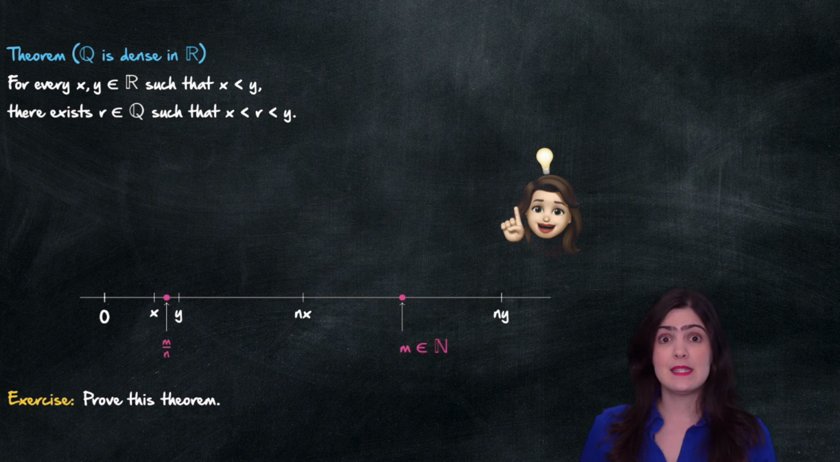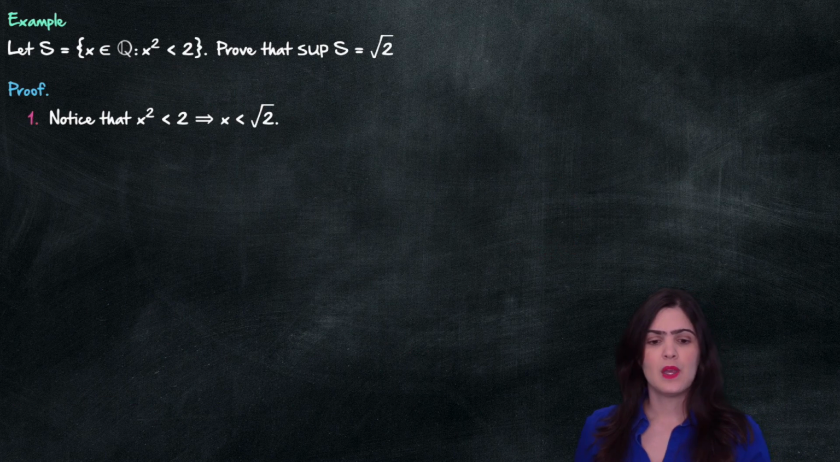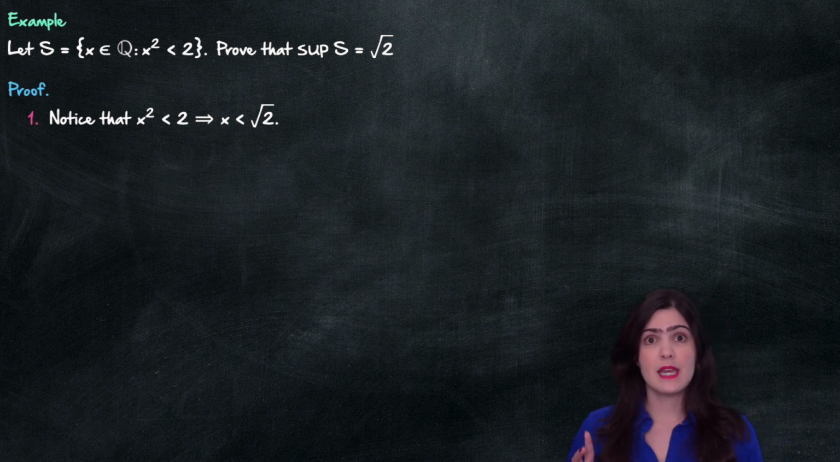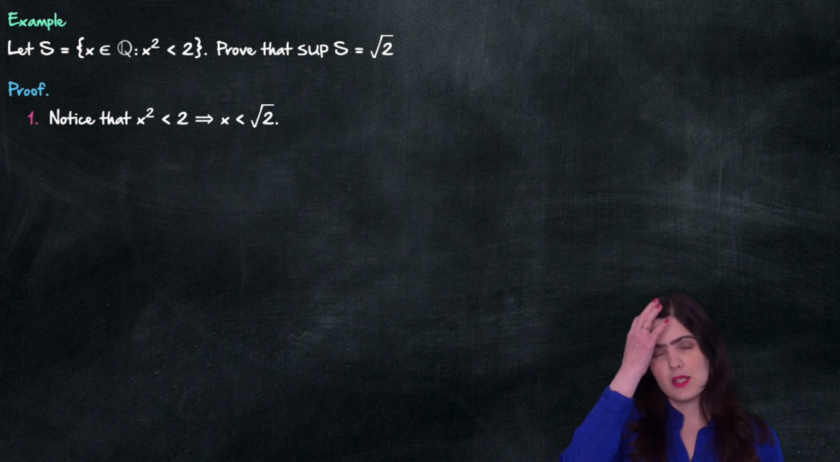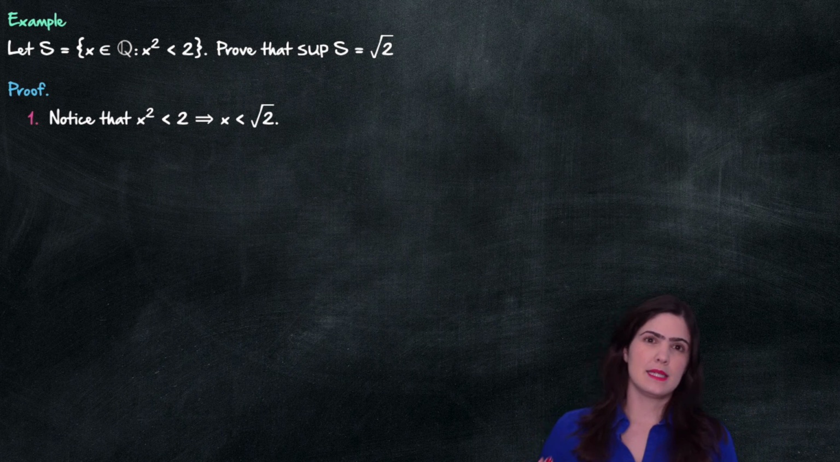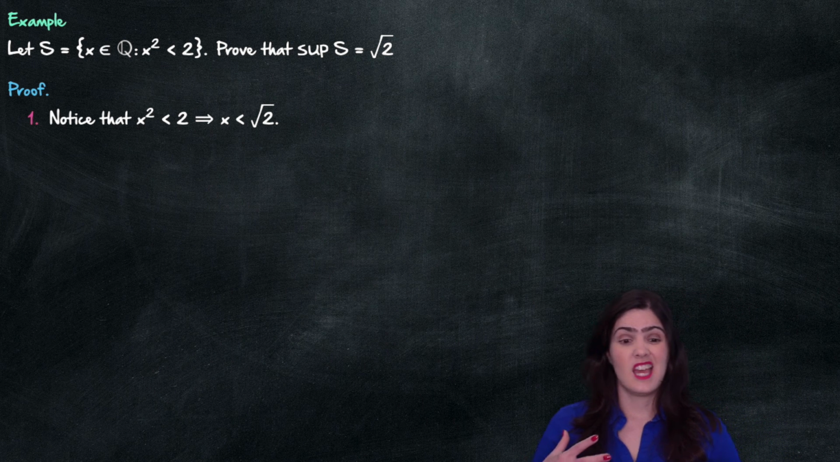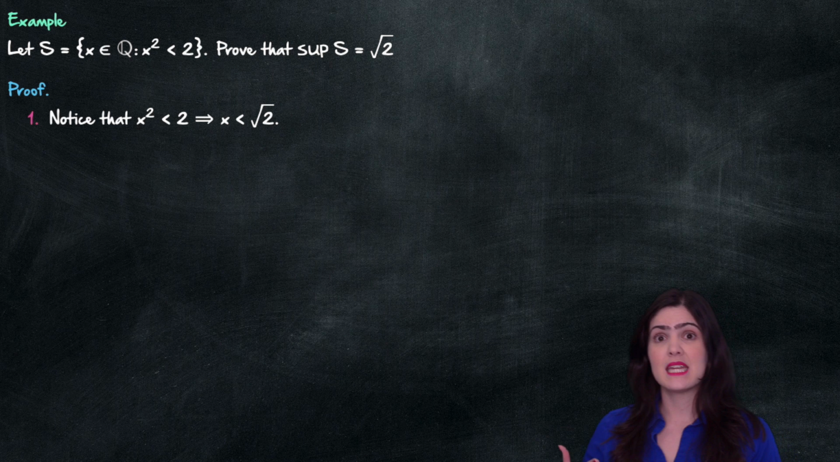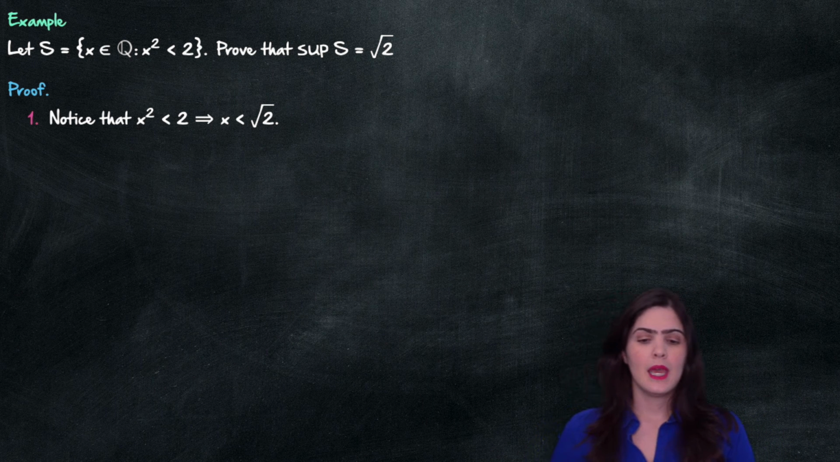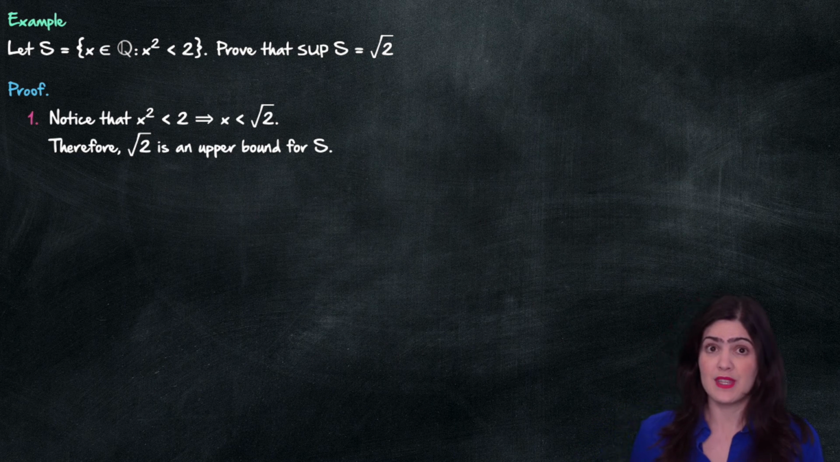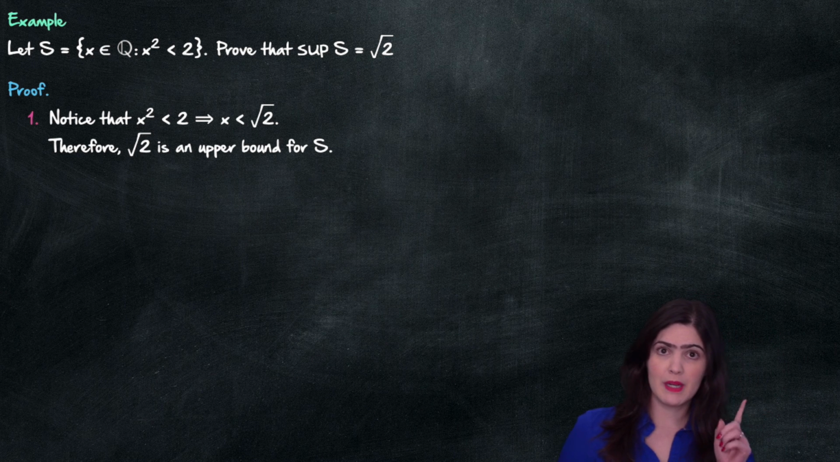Now that we have this theorem in our toolbox, let's see how we can use it to our advantage. Again, remember, our goal is to show that the supremum of the set of rational numbers x, such that x squared is less than 2, is the square root of 2. Now, notice that if x squared is less than 2, that means that x is less than the square root of 2. And that tells me then that the square root of 2 is an upper bound for this set S. Good. First part done.